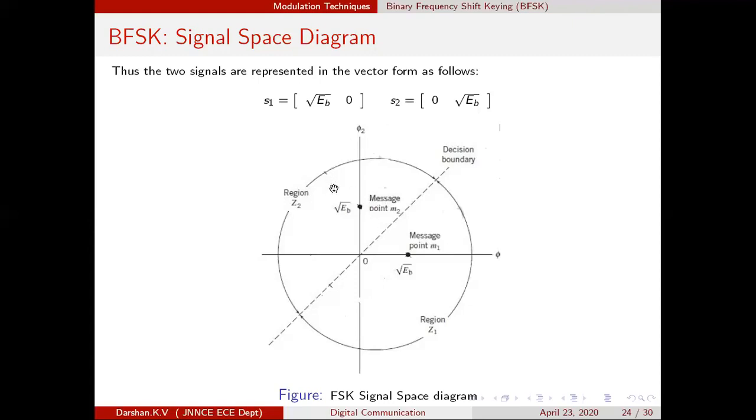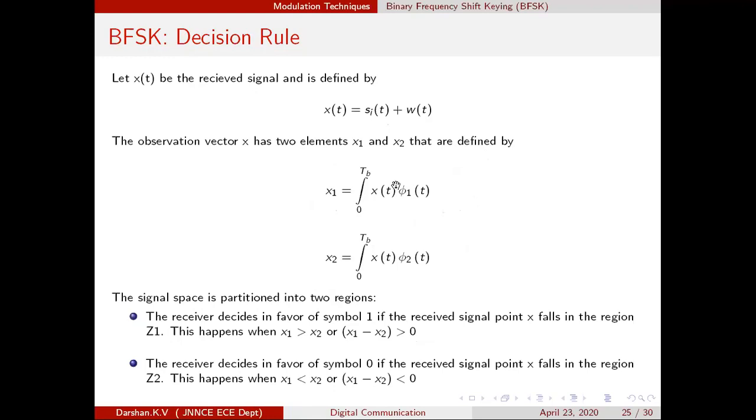When the signal point falls in the region Z2, in this region, if you check the point, the first coordinate of the point is less than the second coordinate of the point. So whatever I have told has been clearly written over here. Just observe this: if the received signal point falls in the region Z1, then it decides in favor of symbol 1, that we know. But this happens when x1 is greater than x2, means region 1 means x1 is greater than x2.